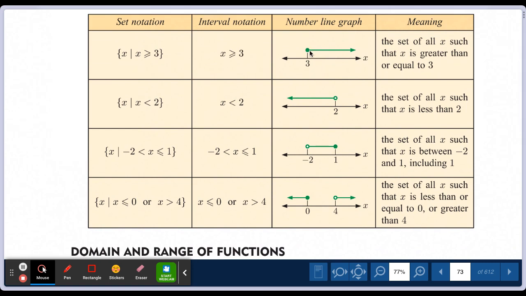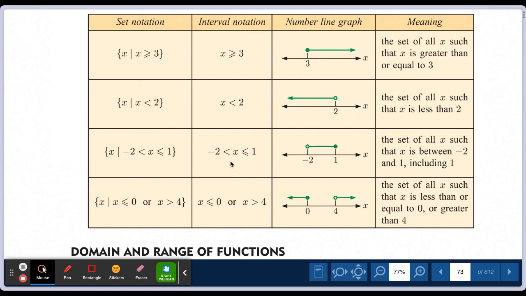Have a look at that. It's a line, and there's a filled-in circle at the start. That means everything from 3, inclusive of 3. This one here is the set of values of x such that x is less than 2, or just the x less than 2 bit. And you can see there's an open circle there. So that open circle means everything from 2 but not including 2. This one here is -2 to 1, not including -2 but including 1.